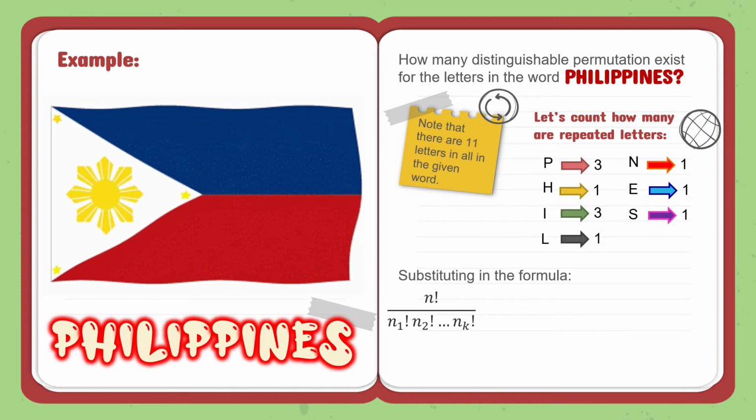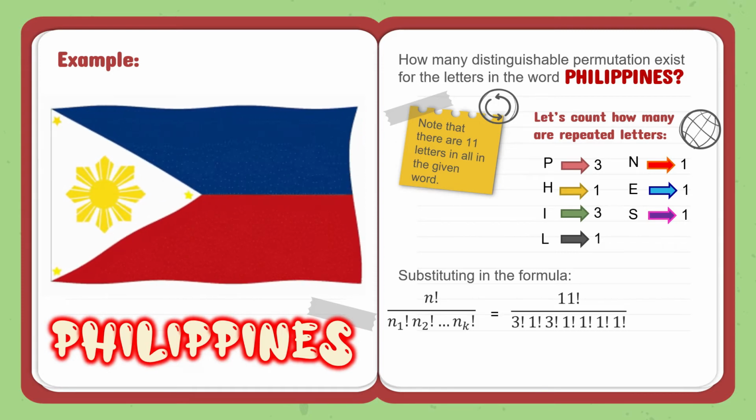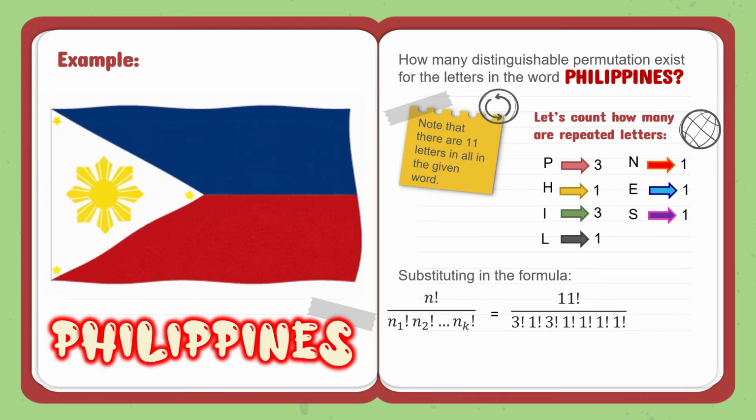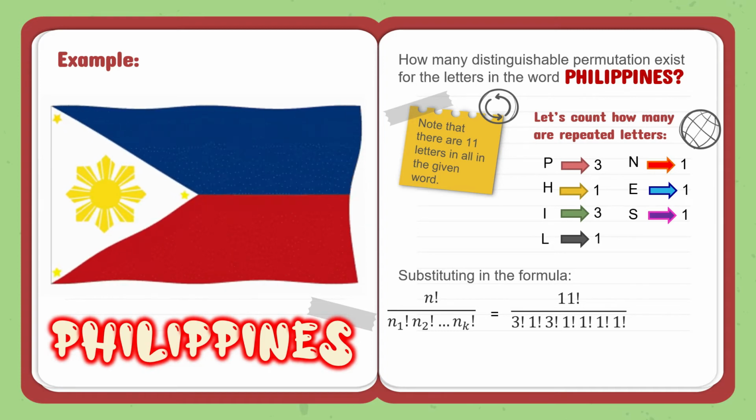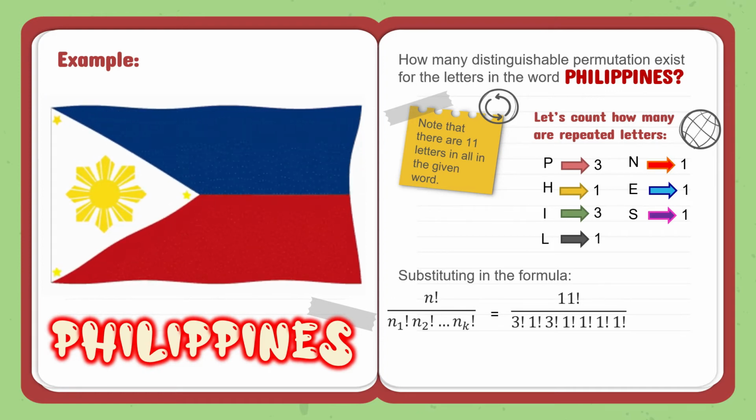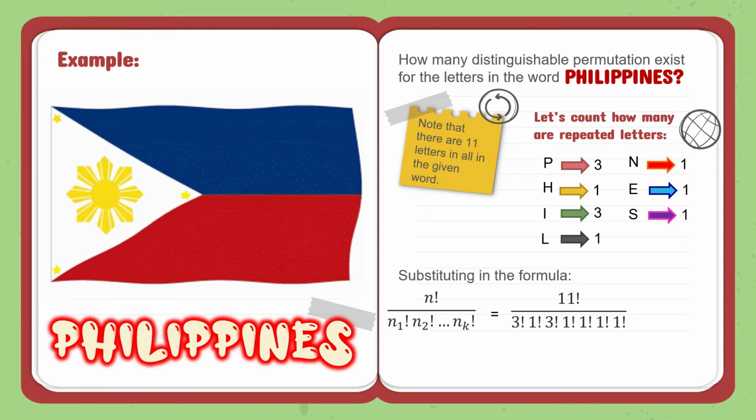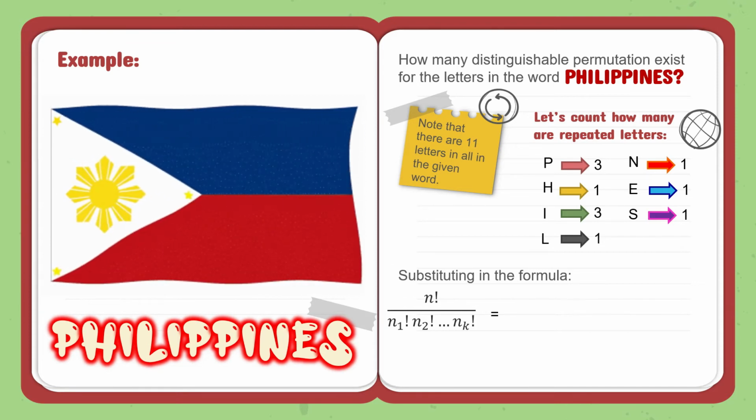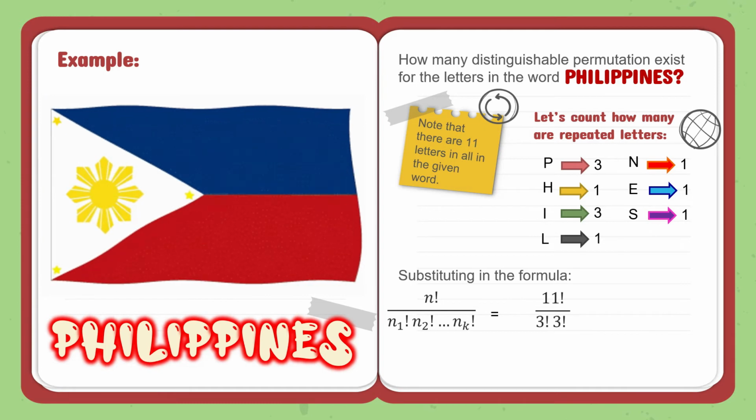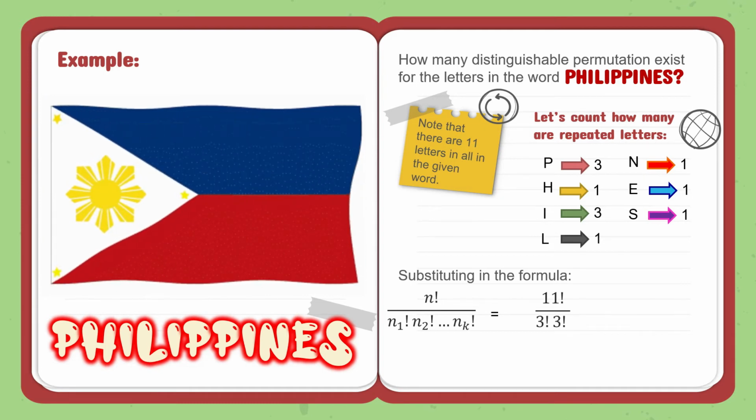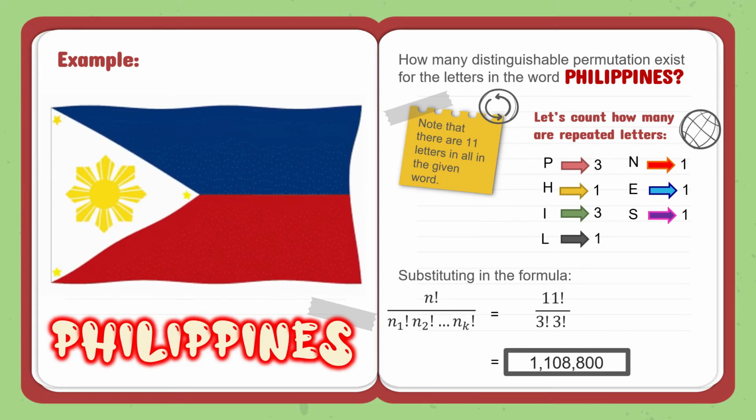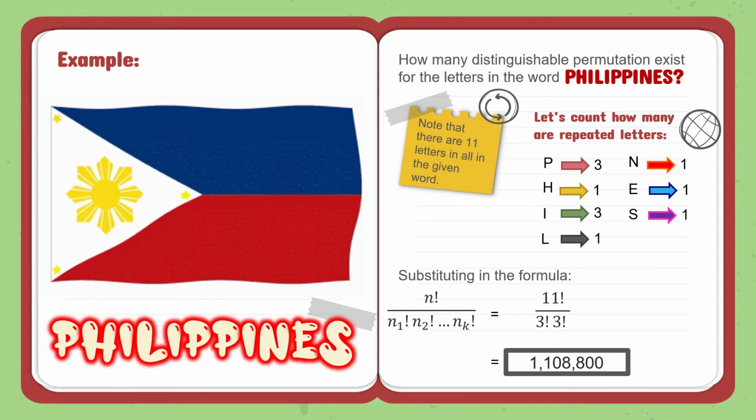Substituting it in the formula, we have 11 factorial, which is the total number of letters in the word Philippines, over the letters that repeat. We have 3 factorial times 1 factorial times 3 factorial times 1 factorial times 1 factorial times 1 factorial times 1 factorial. Or you can just have 11 factorial over 3 factorial times 3 factorial. We will not include 1 factorial because 1 factorial is equal to 1. Solving this one would give us an answer of 1,108,800.